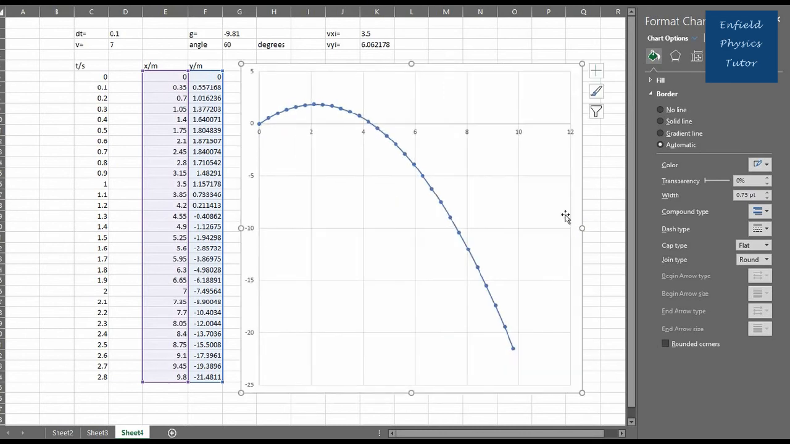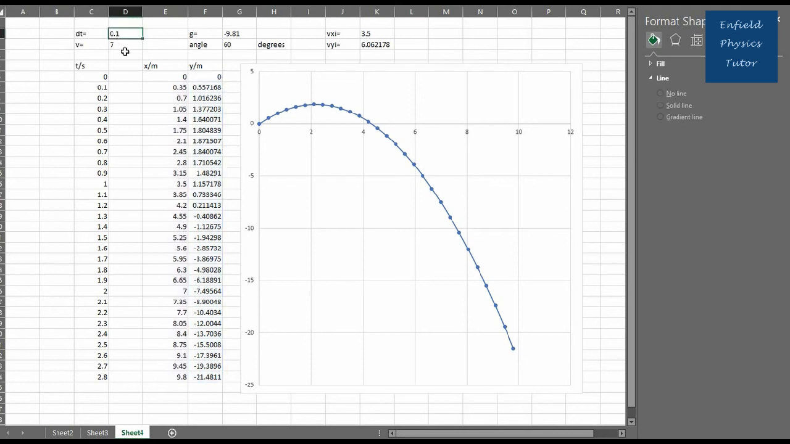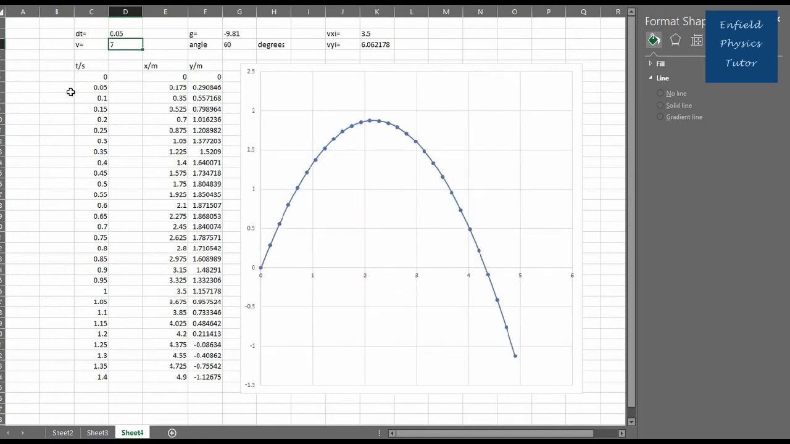So there we go, that's our original graph there. Now we can make the time interval a bit smaller, so let's move it to 0.05 of a second as compared to 0.01, and see how brilliantly it's redrawn with a load more points. Beautiful smooth curve, as you'd expect.